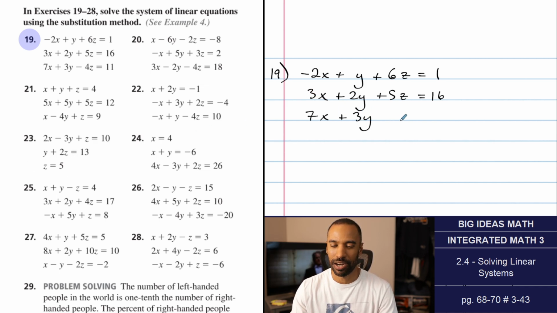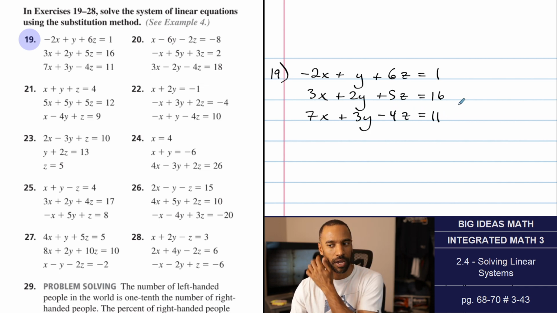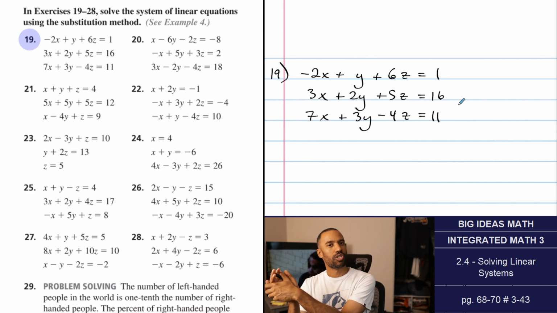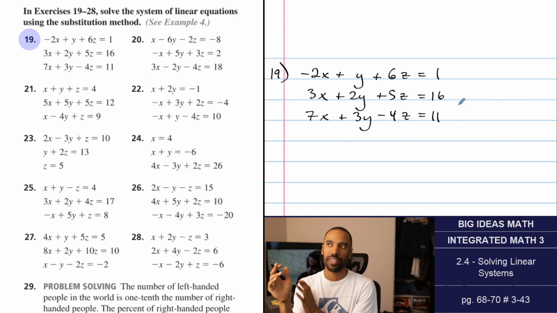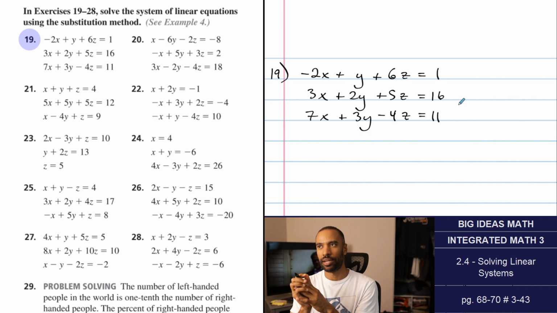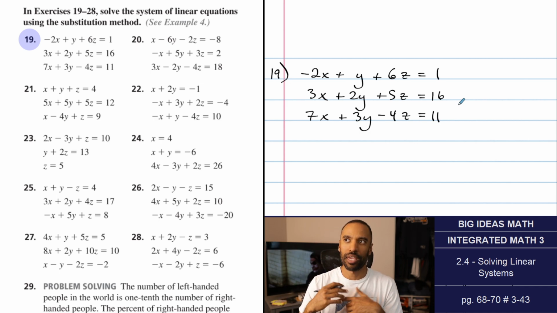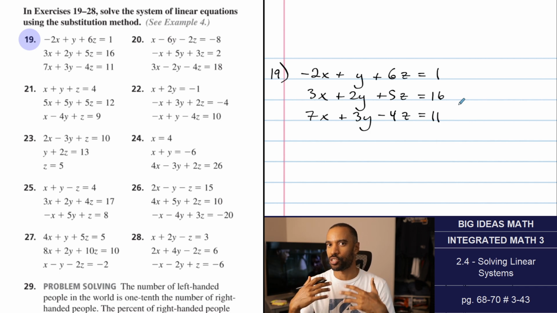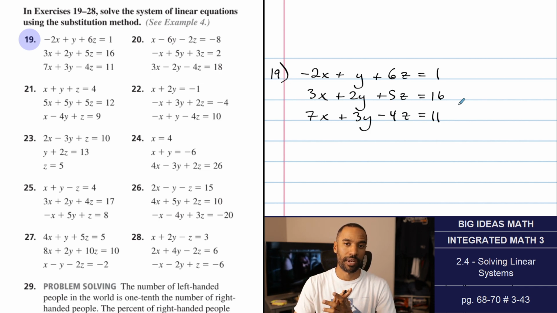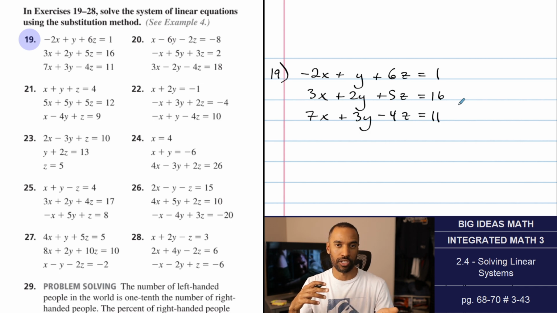But this problem here isn't really set up for substitution the same way. Now, what they did with substitution, I don't know if you noticed it, they got a variable by itself, and then they substituted that expression for that variable into another equation to get a system of 2, and then they used elimination after that, or whatever they wanted to after that.